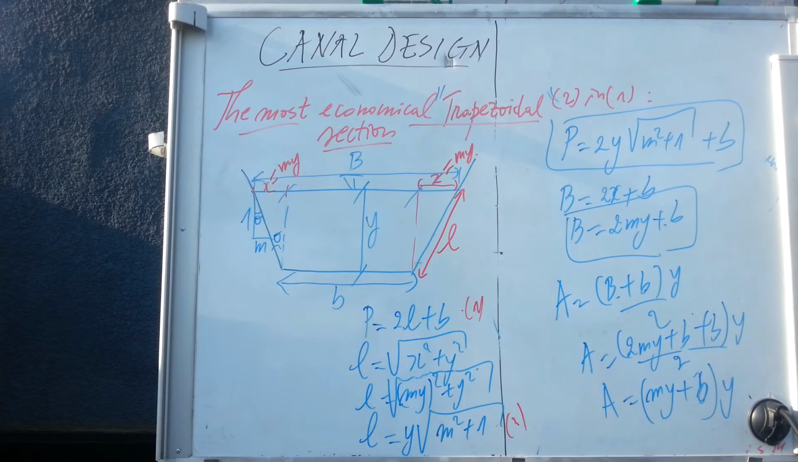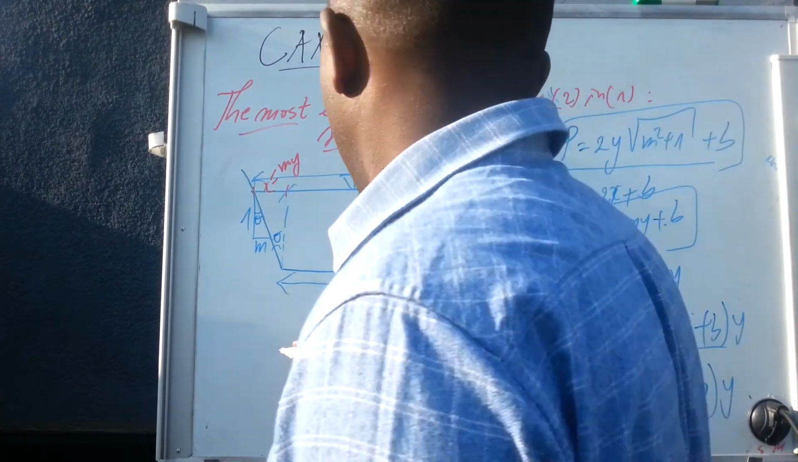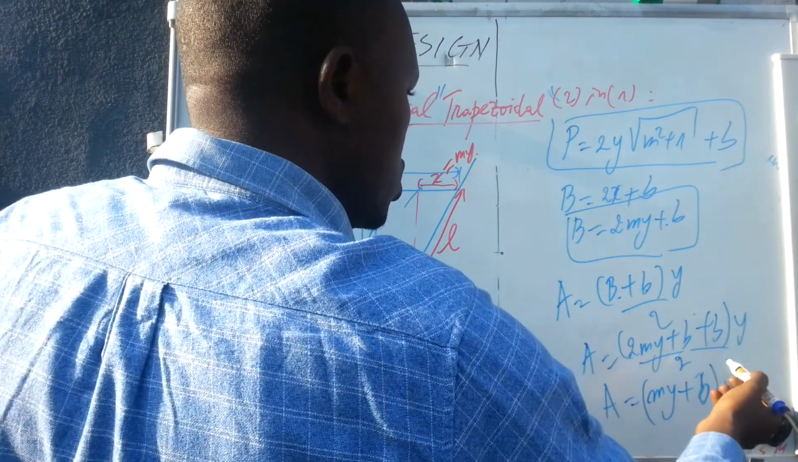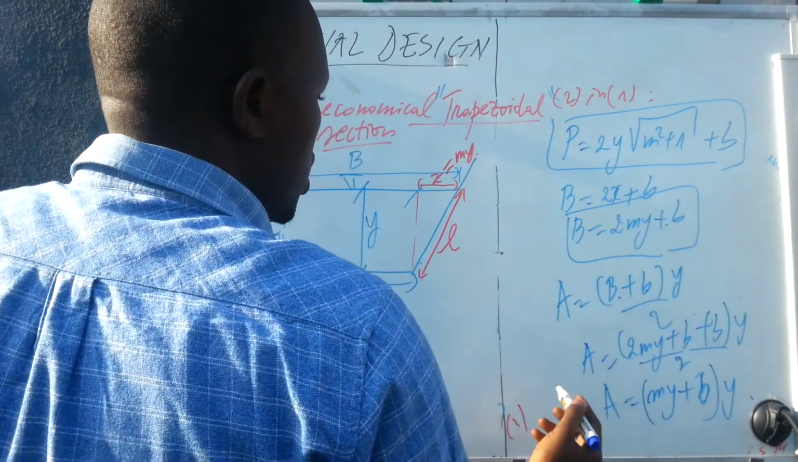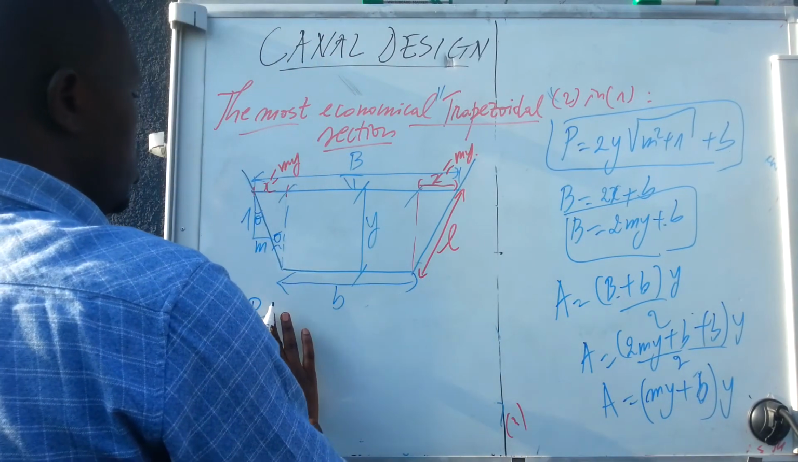So now what are the formulas when we have the most economical trapezoidal channel? First we have to take the derivative of the wetted perimeter. The wetted perimeter is equal to that, but B, you can replace B by, let us see how we can get B in that section.